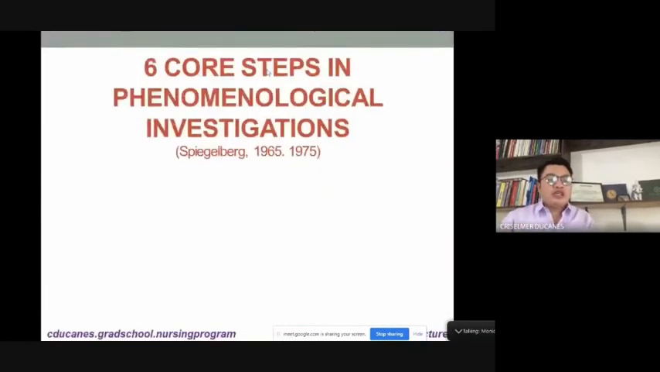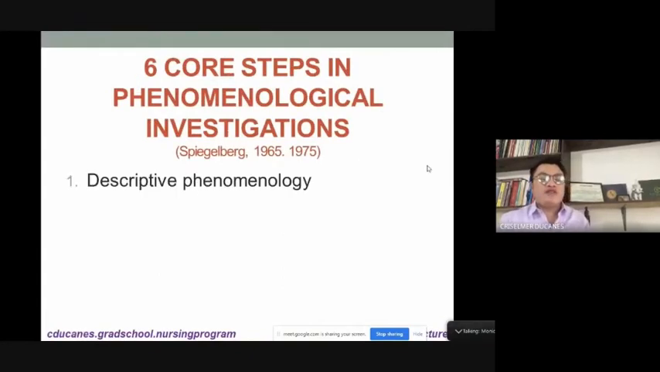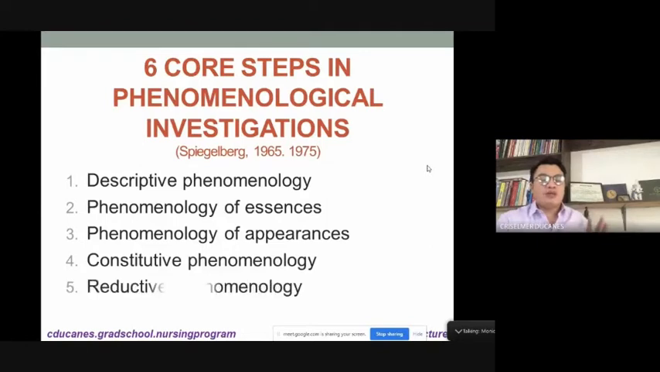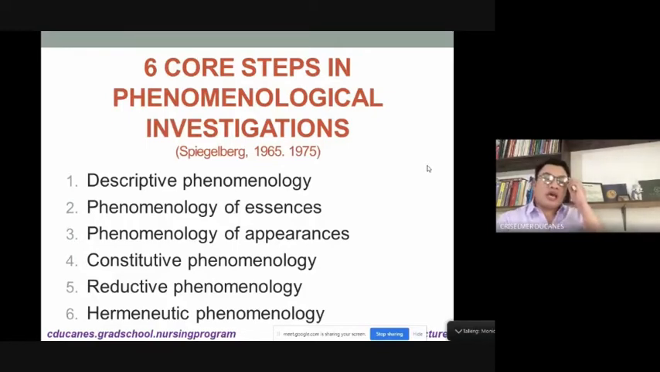We have here the six core steps in phenomenological investigation. First, we have descriptive phenomenology, phenomenology of essences, phenomenology of appearances, constitutive phenomenology, and reductive phenomenology. And lastly, we have hermeneutic phenomenology. Okay? So again, I am actually discussing here chapter 3 of your thesis. Usually this is your chapter 3 if you will conduct a phenomenological study.